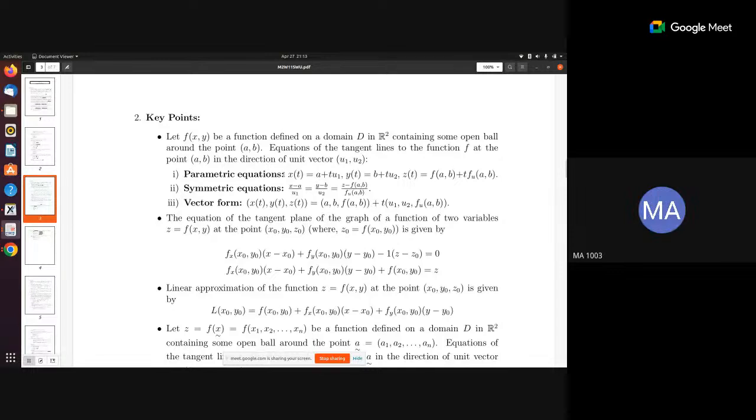This all together is forming the equation of the tangent, on that line in that direction. This is an equation, and the directional derivative is the slope only, in that particular direction.